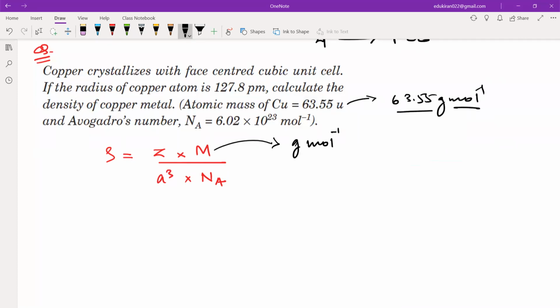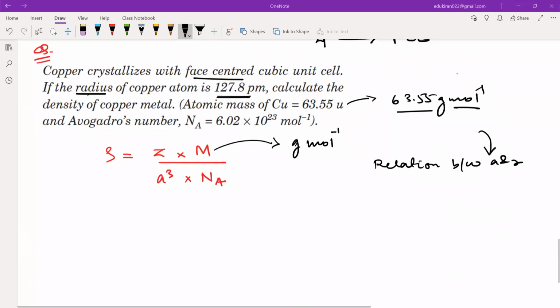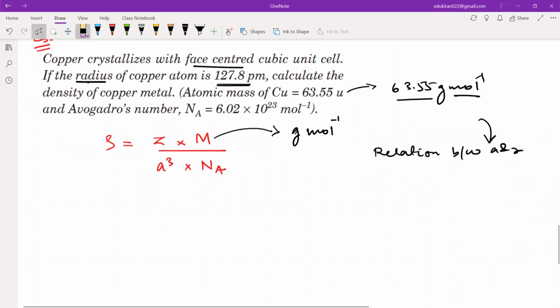In FCC, you also know the Z, and they have also given the radius of the copper atom. Here you are not given A cube. They have given the radius of the copper atom. Then what you have to do? You know the relation between A and R, so you have the radius, and you can calculate A, the edge length, and then you will substitute here. You got what you have to do? Yes or no? Tell me. Okay, do this. I have given you some hints here. You won't get them in the next question.